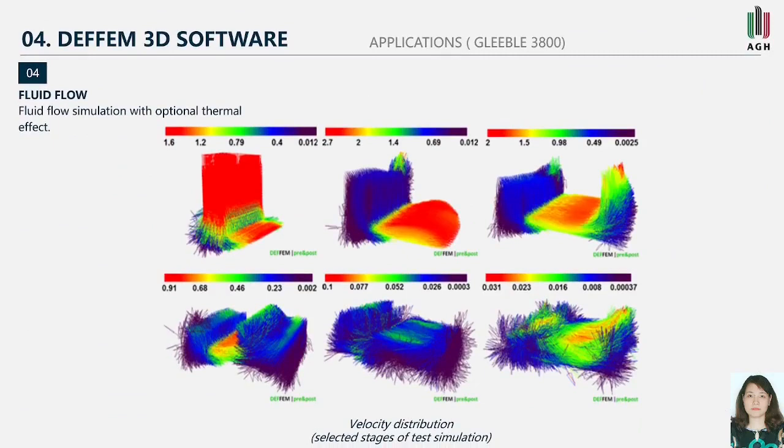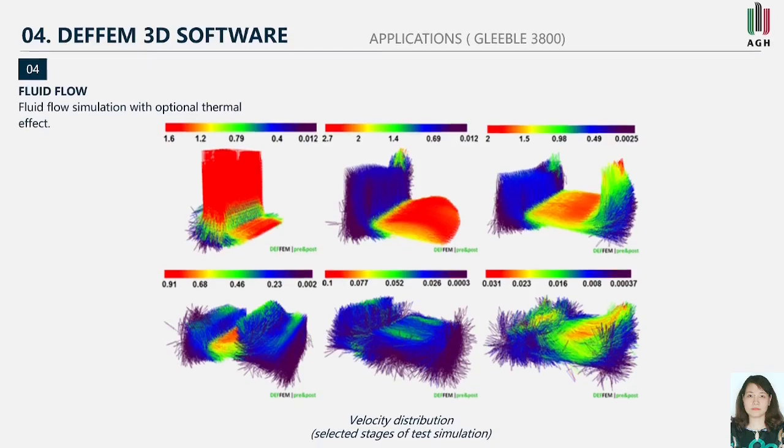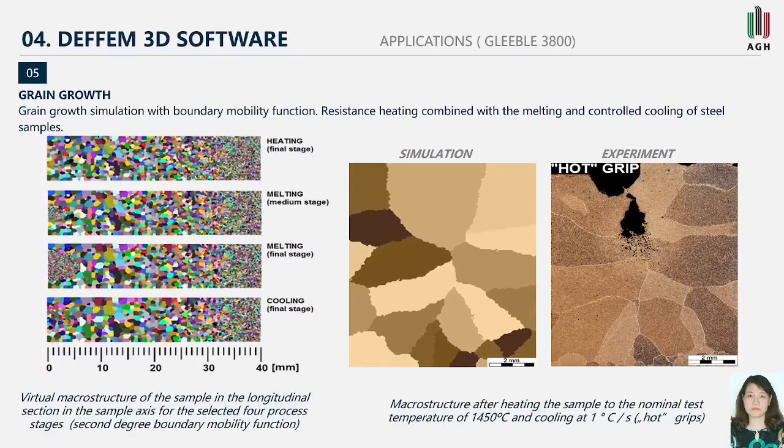Another example of application is the possibility of running simulation for different boundary conditions. Optionally, we can run simulation taking into account the heat exchange. We can see the velocity distribution at a selected stage of the test simulation. The large-scale simulation shows the possibility to support experiments in the reliable thermomechanical equipment.